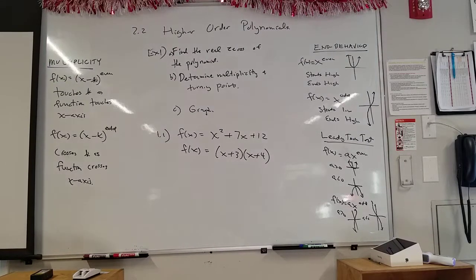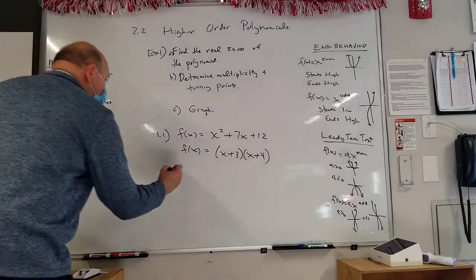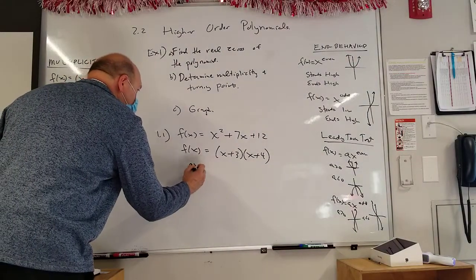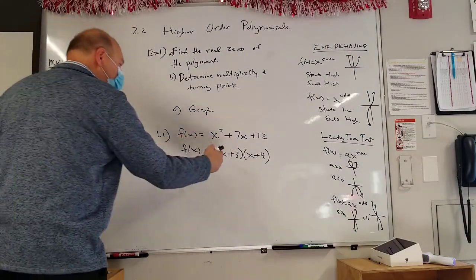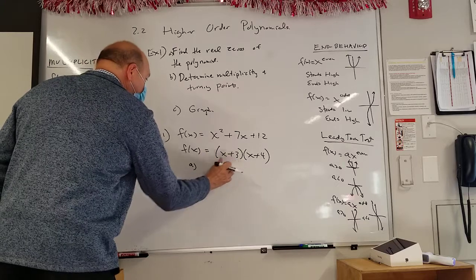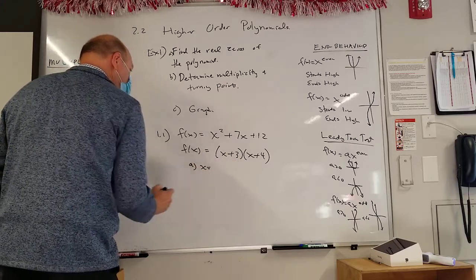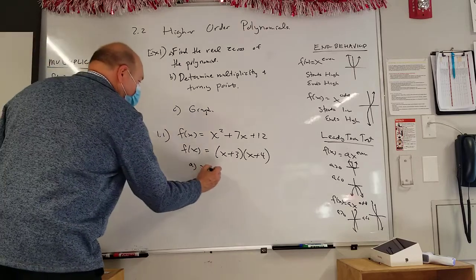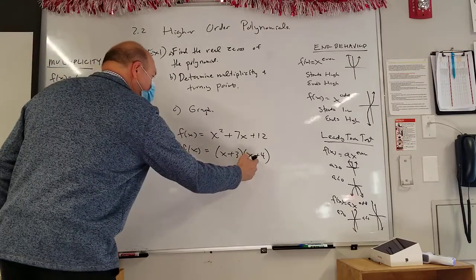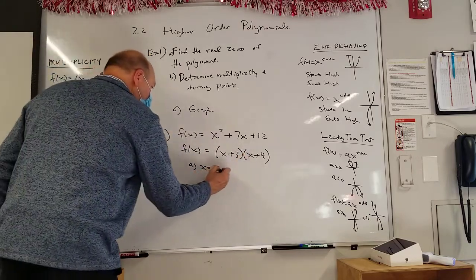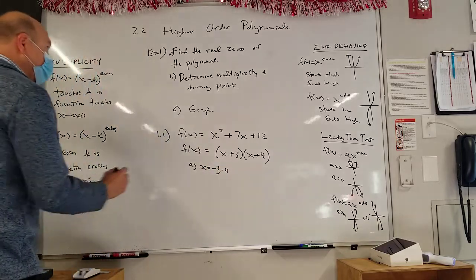All right, so first things first, find all the real zeros of the polynomial. Where does it hit the x-axis? So if I were to plug in a number for x, what would make this 0? Negative 3 would make it 0. Boom. Over here, what would make that guy 0? Negative 4. Perfect.